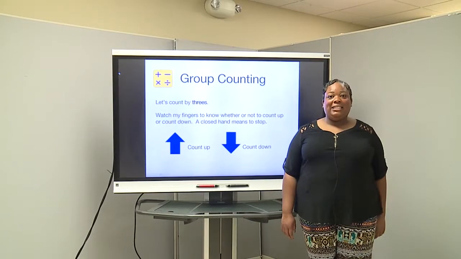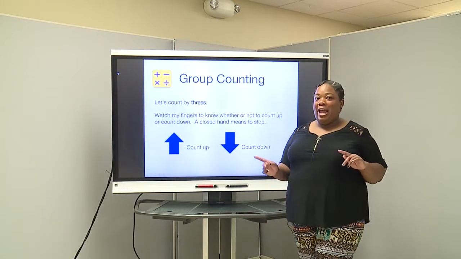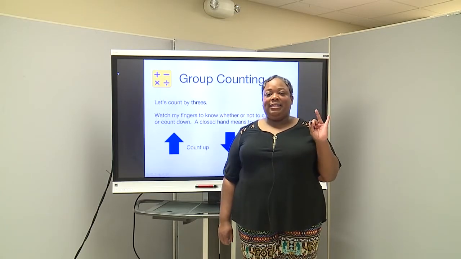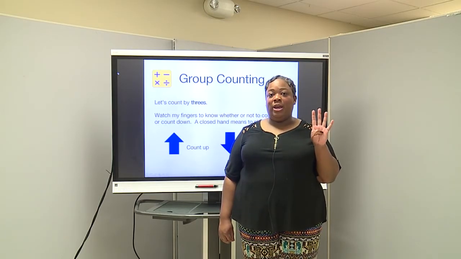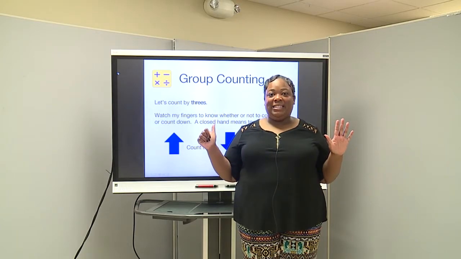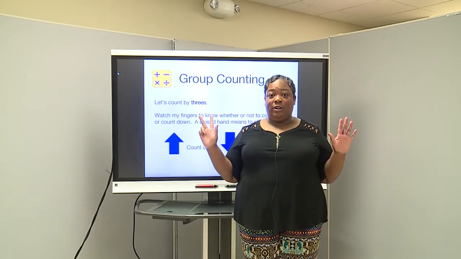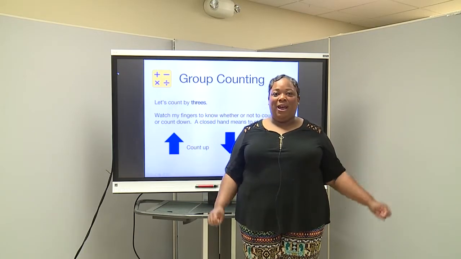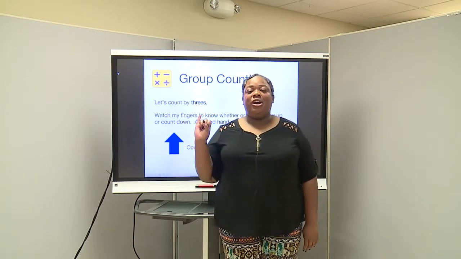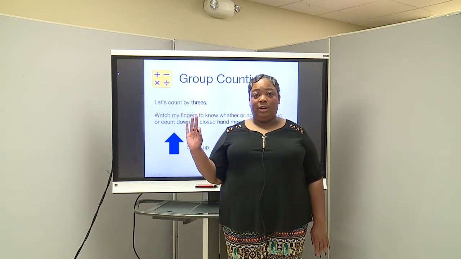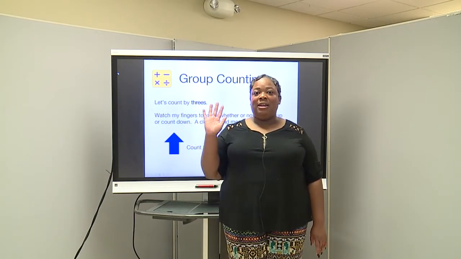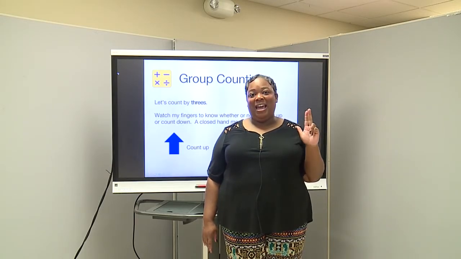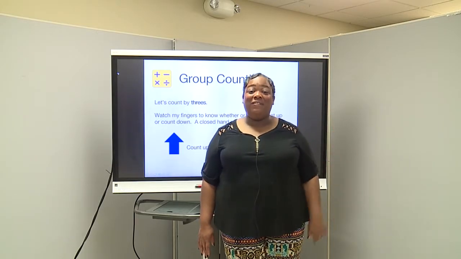All right, guys, now let's count by threes. We're going to go forward and backward. You ready? Let's go. 3, 6, 9, 12, 15, 18, 21, 24, 27, 30. Now let's count backward. You ready? 30, 27, 24, 21, 18, 15, 12, 9, 6, 3. Very good.